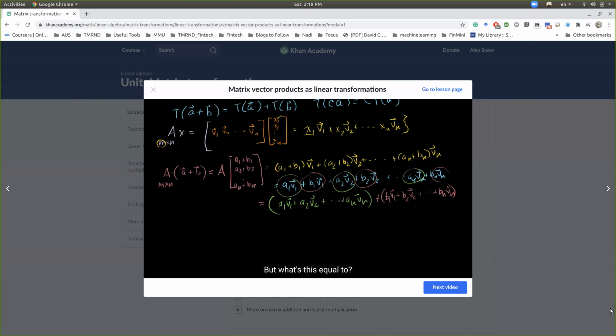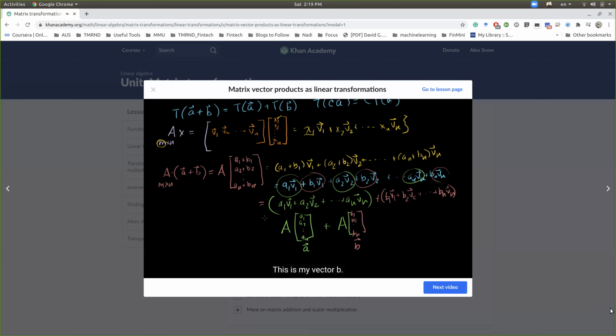But what's this equal to? These v's are the columns for the matrix capital A. So this is equal to the matrix capital A times a1, a2, all the way down to an, which was our vector a. And what's this equal to? This is equal to plus, these v1s are the columns for A, so it's equal to the matrix A times my vector b, b1, b2, all the way down to bn. This is my vector b.